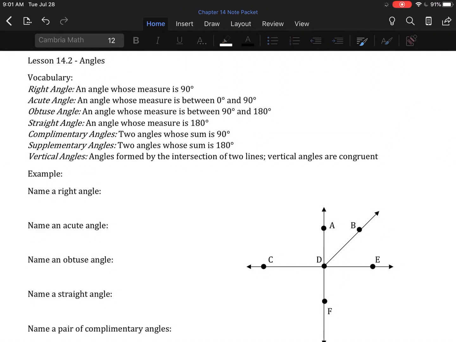Section 2 of Chapter 14 is all about angles. And you can see there's a ton of vocabulary here. I'm going to go over that as we do the examples.